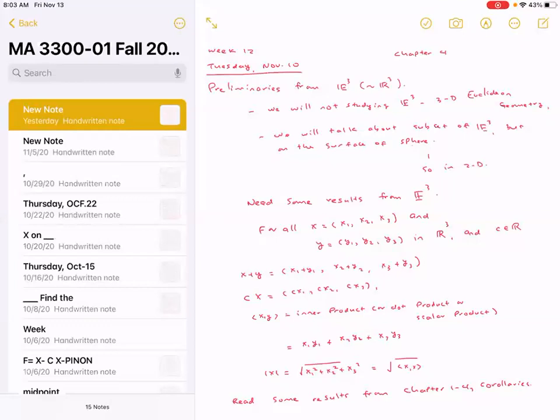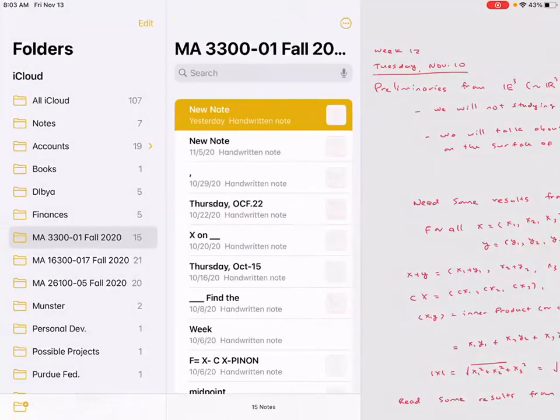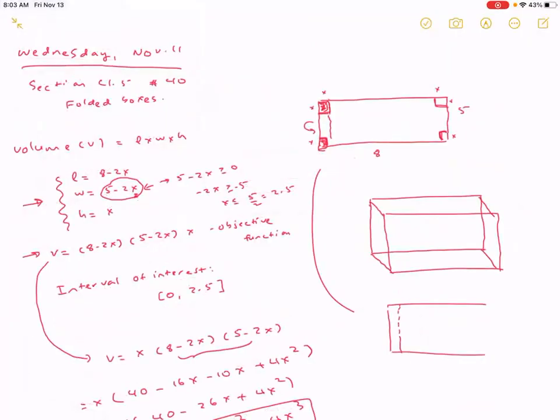Oh, this is geometry. So you will take that course in a future semester. Let me write the date. Today's Friday, November 13. Let me remind you what we did yesterday.